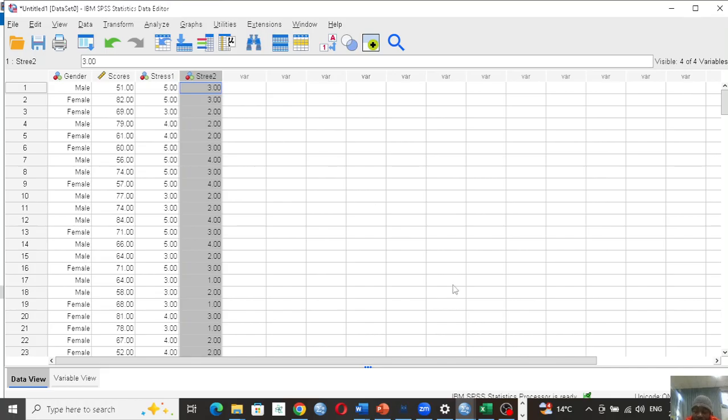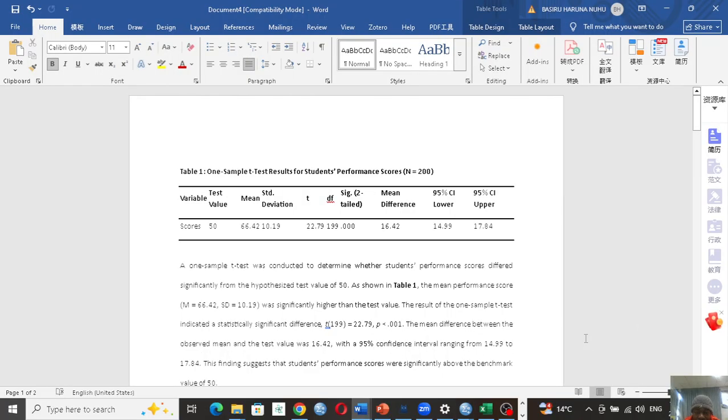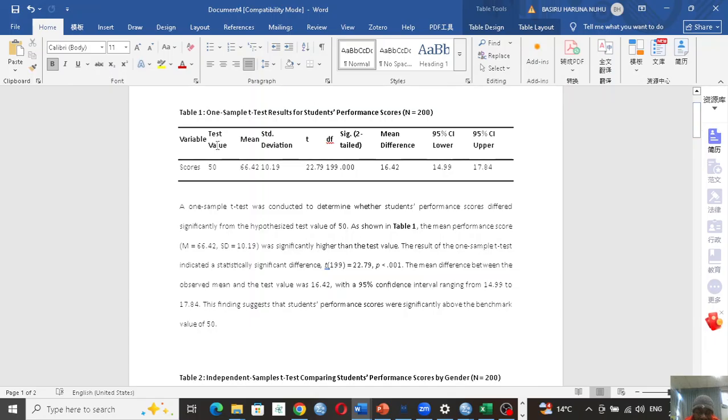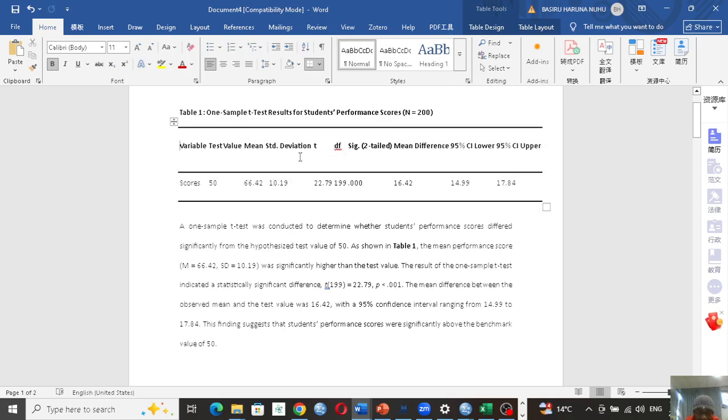So now how do we report this academically? When we get the results, we put them in Word format, and this is our one sample t-test, this is our test value, this is our mean and standard deviation. Sorry, they are too close. Let me adjust. Okay, I think this way is okay.